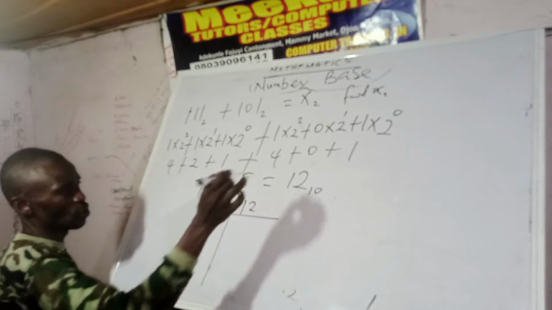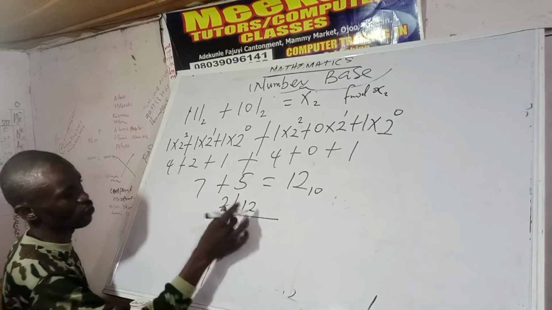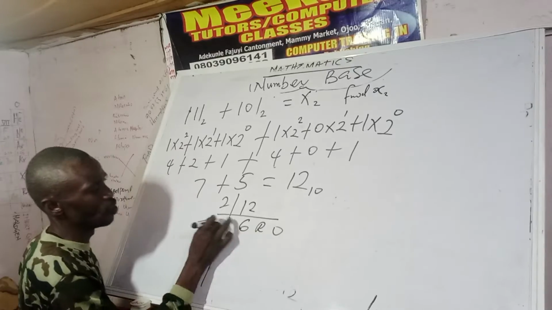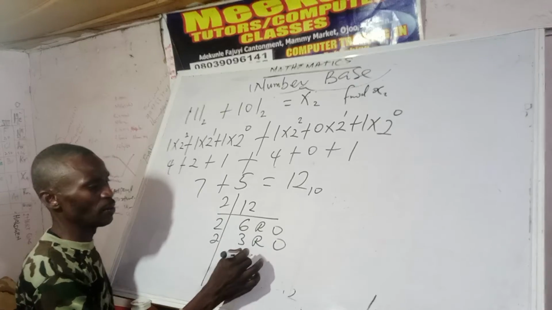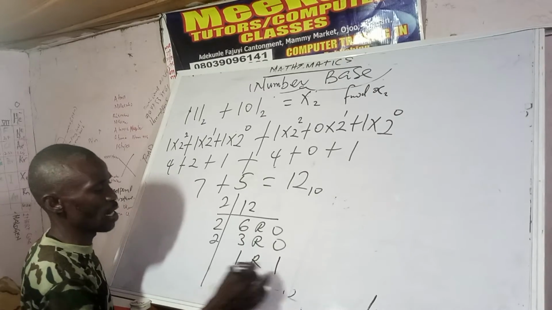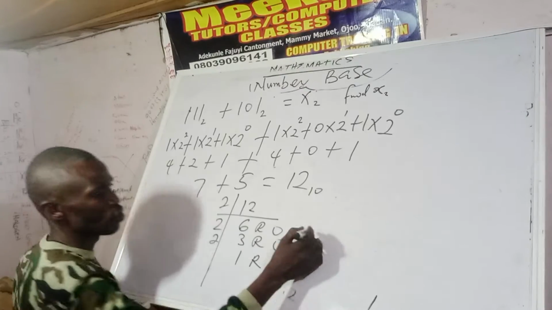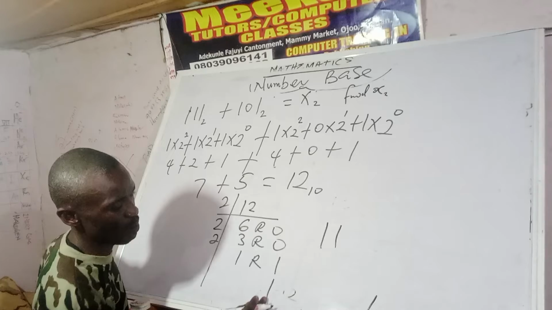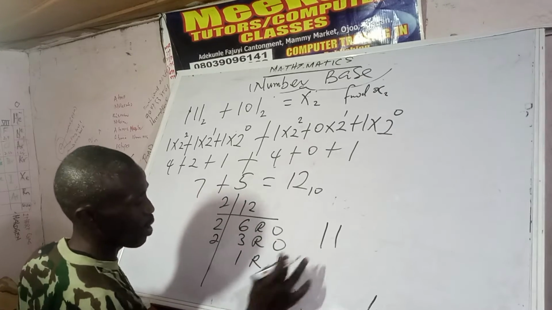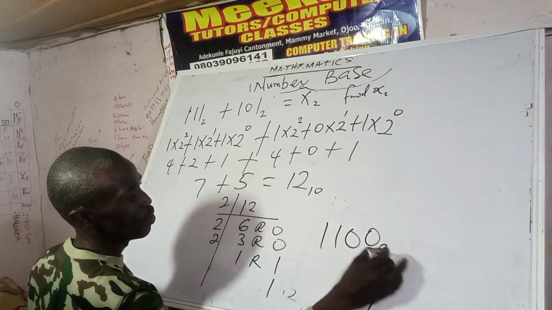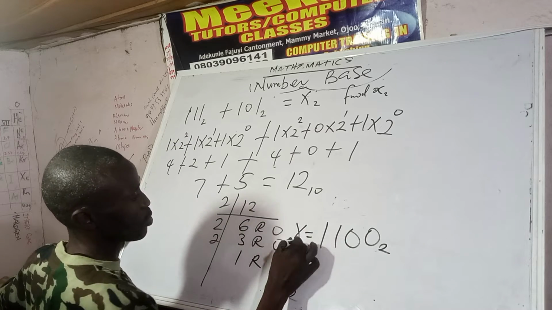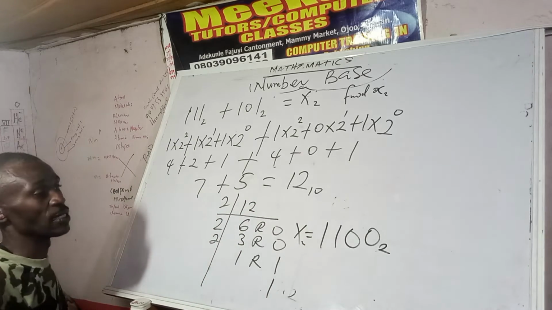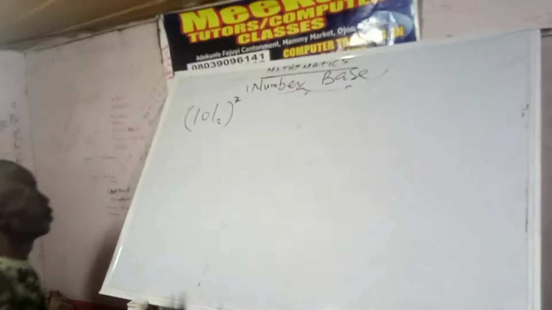Let's have it. 2 here, we have 6, remainder 0. 2 here, 3, remainder 0. 2 here you have 1, remainder 1. 2 cannot go here, put 1. So what do you have? 1, 1. Remember, read from the bottom: 1, 1, 0, 0, base 2. So the answer now is 1100 base 2.